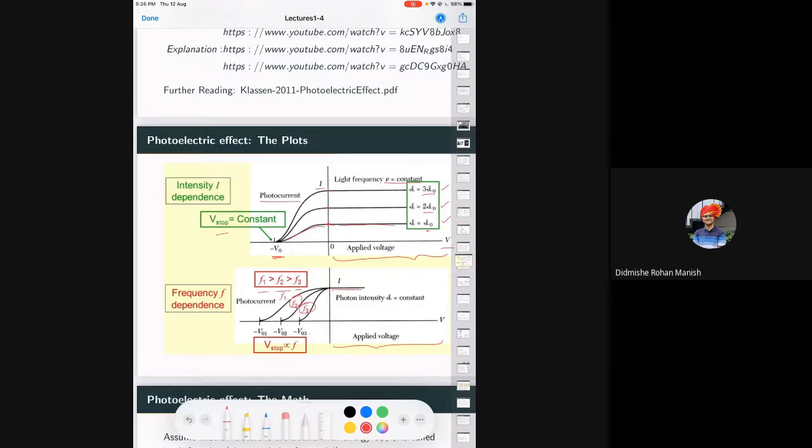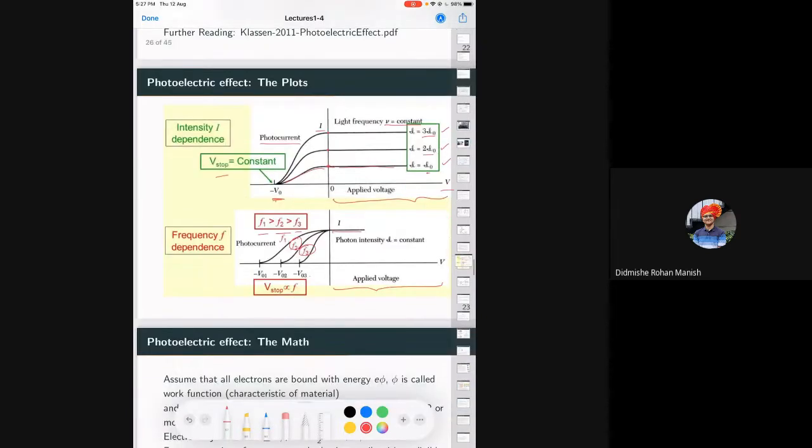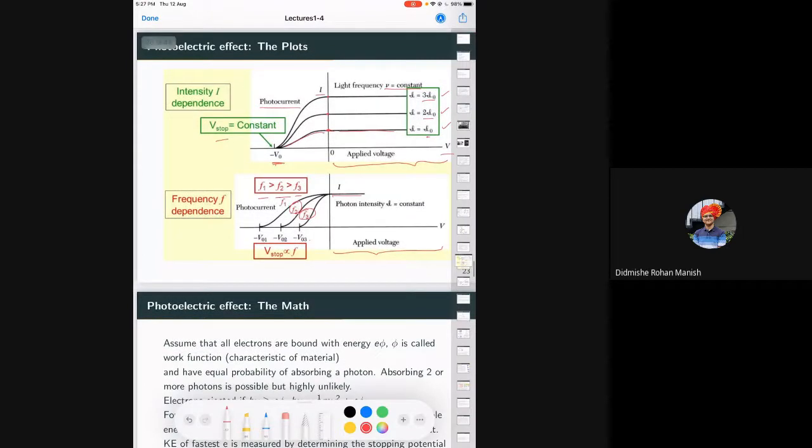Okay. So if it was just the wave picture, then what should have happened is the stopping potential for various intensities of light should have been different. Okay. And the frequency should not have had any effect on the stopping potential. Okay. But the observations were different. So how was that explained? So this is what Einstein explained, of course.